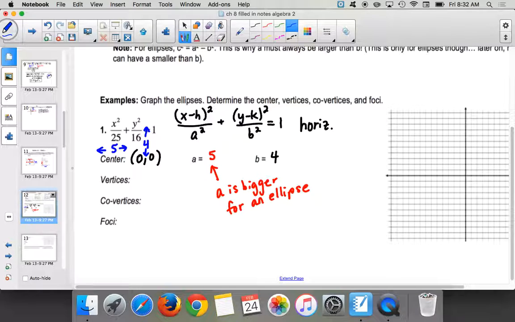So from our center at 0, 0, we're going to go right and left 5. 1, 2, 3, 4, 5. 1, 2, 3, 4, 5. And we're going to go up and down 4. Okay, so this one looks almost like a circle. It's just slightly compressed, right? So when we draw it in, we get this.